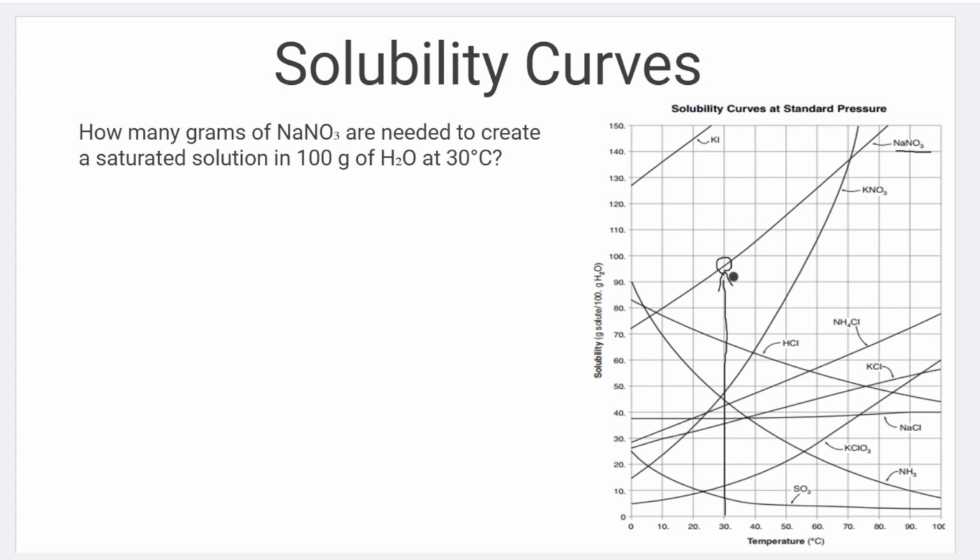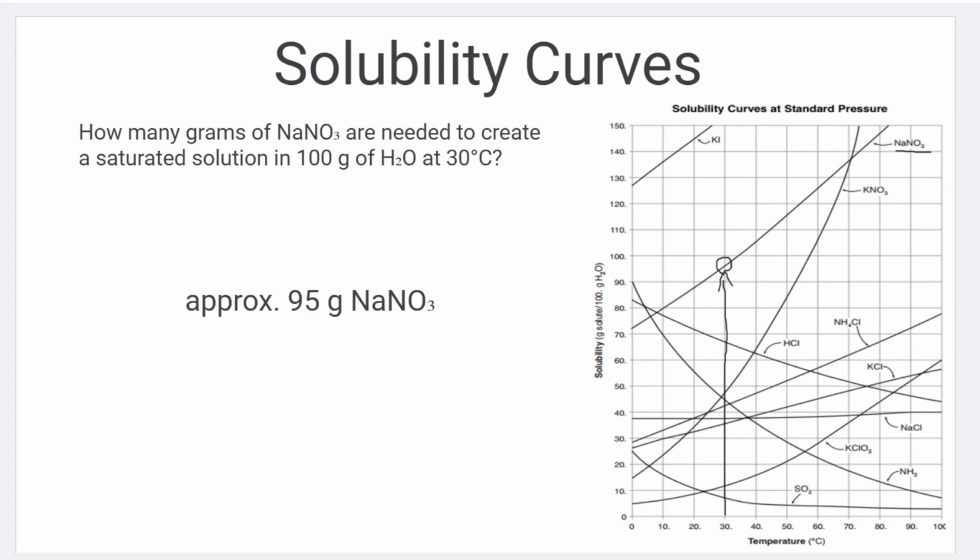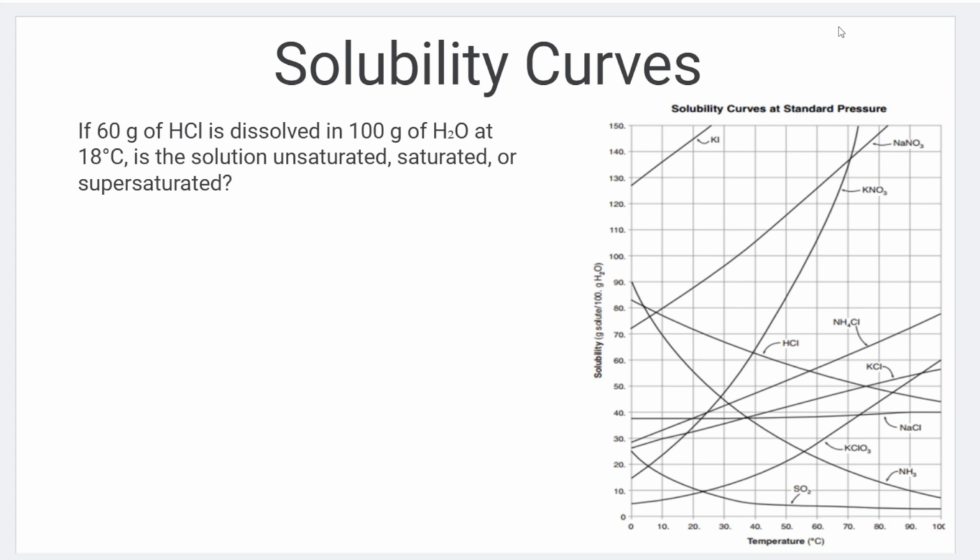Now that we have found where we are on a solubility curve, we can simply read the graph to see how many grams of solute are required to make a fully saturated solution. And it's approximately 95 grams of sodium nitrate. Let's take a look at another problem.